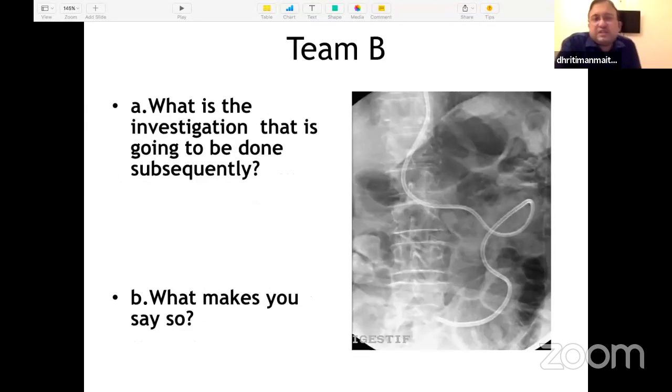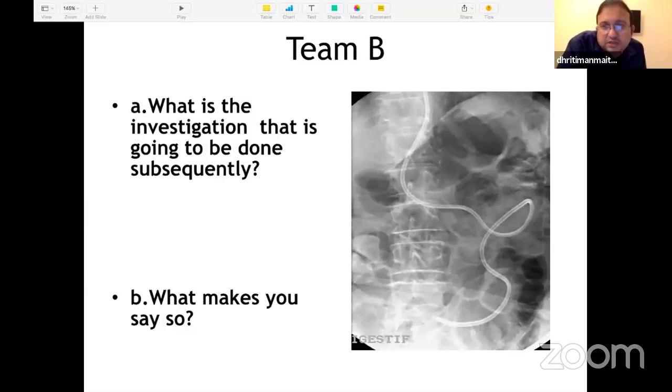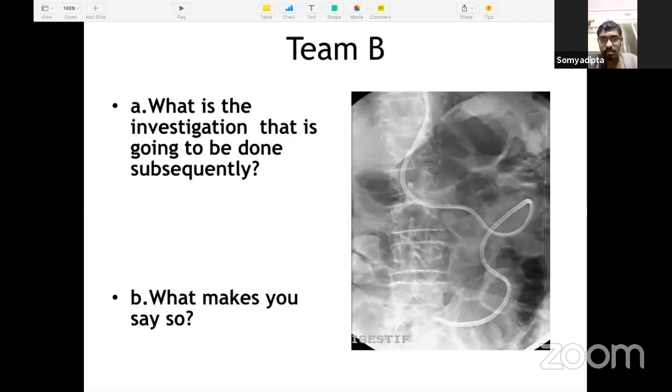Soumya Dipta, what is the investigation that is going to be done subsequently on this patient? What makes you say so? This is a fluoroscopic view of a tube that has been inserted into a patient's abdomen. You identify this tube, then you will know what investigation is being planned eventually on this patient. Is this a flatus tube? I won't tell you.